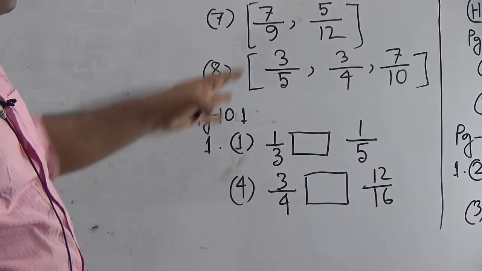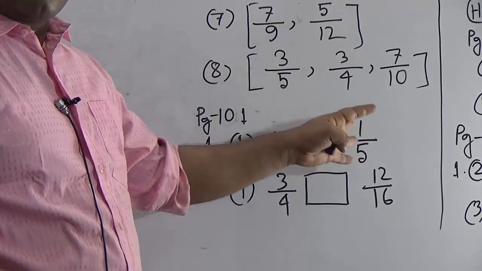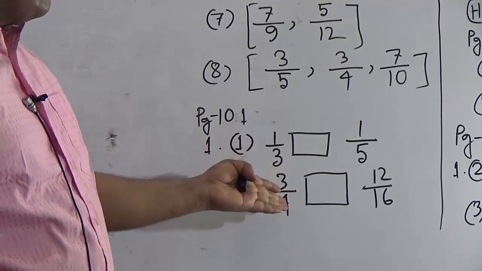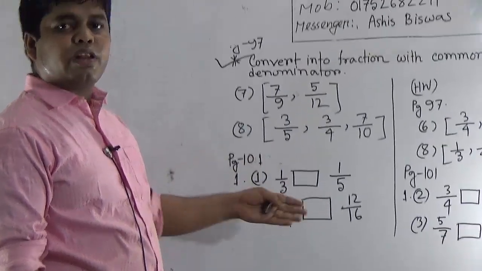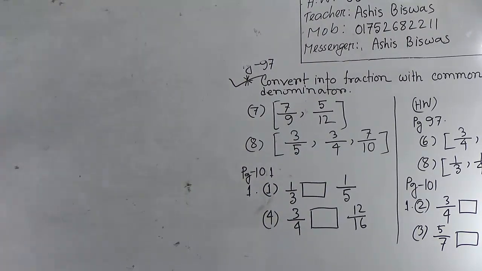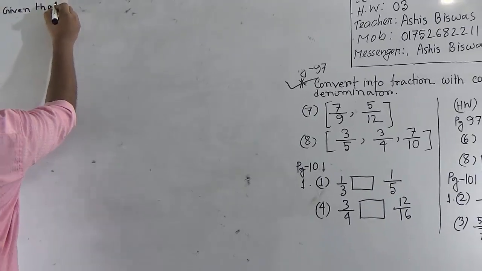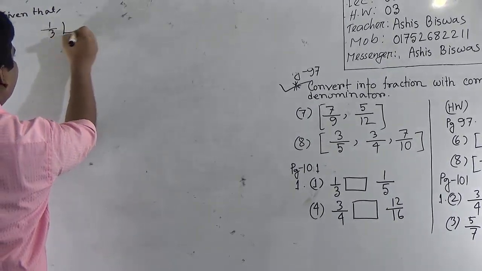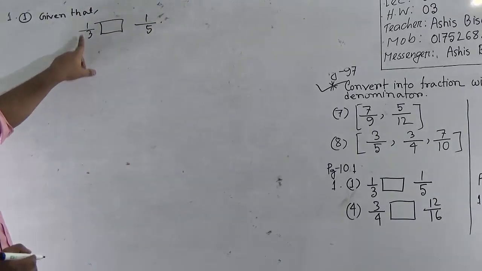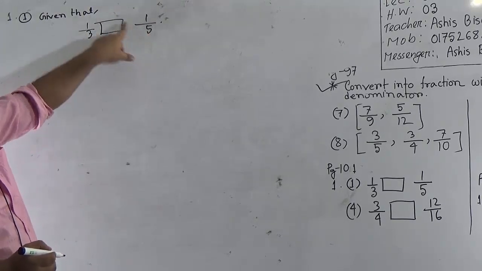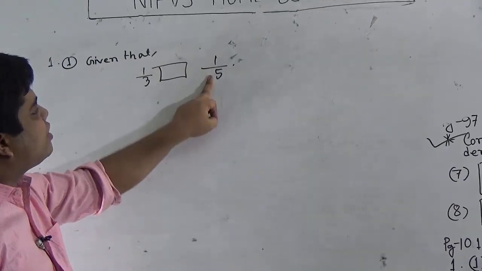First of all, you convert the two fractions with a common denominator. Then we take a decision which number is greater and which number is smaller, and whether the numbers are equal or not. Okay. So number 1 is given: 1 by 3, gap, 1 by 5. My dear students, notice here two fractions are 1 by 3 and 1 by 5. So we convert these two fractions into a common denominator.